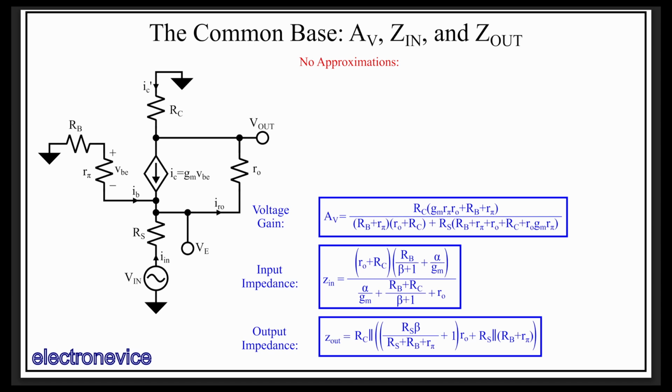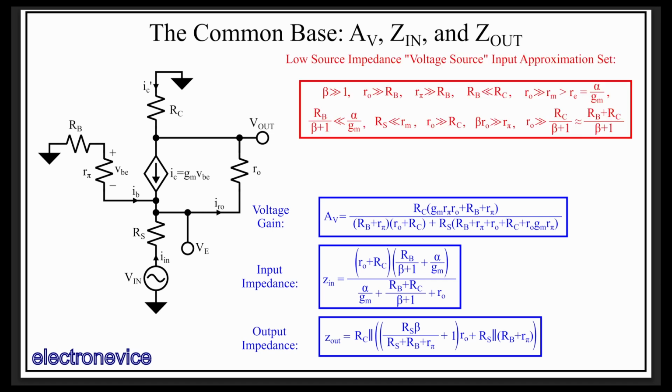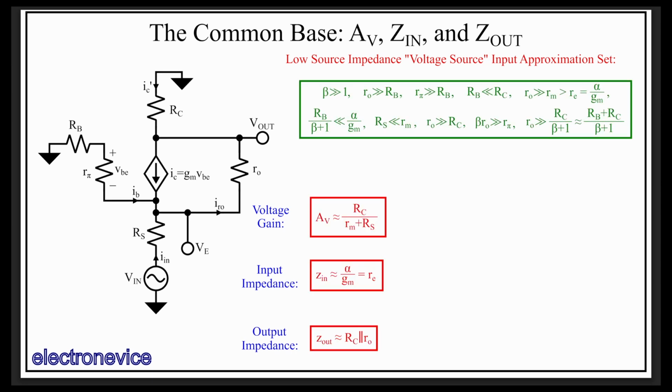But written as they are currently, it is difficult to intuit what is going on. So we'll move to looking at the more approximate versions. First, we'll look at the gain, input impedance, and output impedance when we make approximations for a low source impedance. We'll call this the low source impedance voltage source input approximation. Here are the set of approximations we must adhere to in order for these approximate solutions to be valid. And here are the approximate gain, Z in, and Z out.